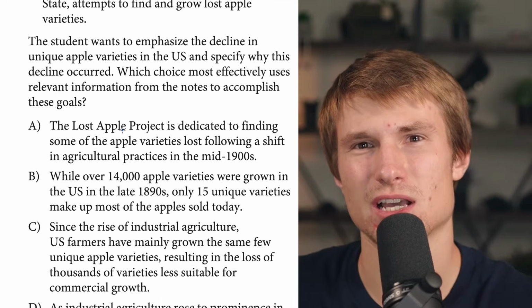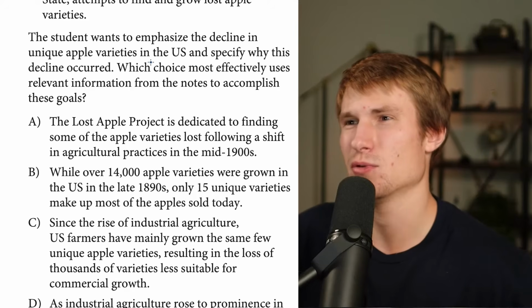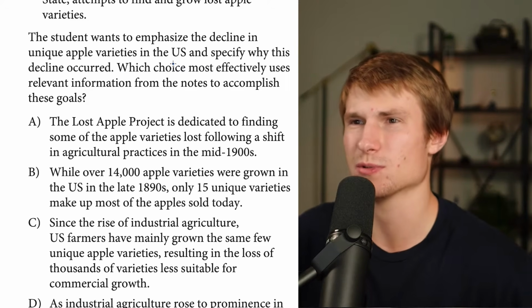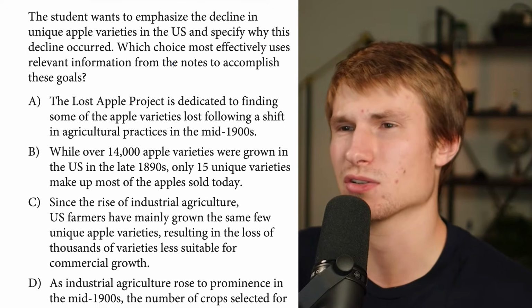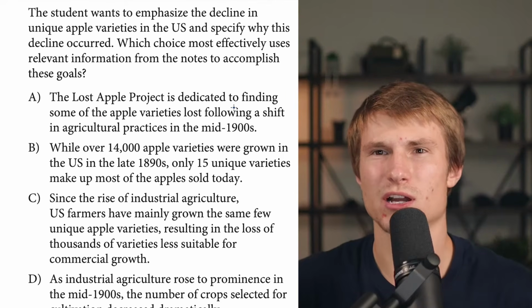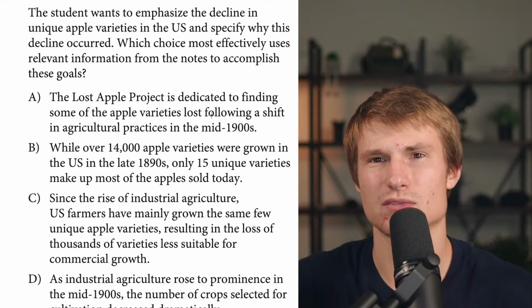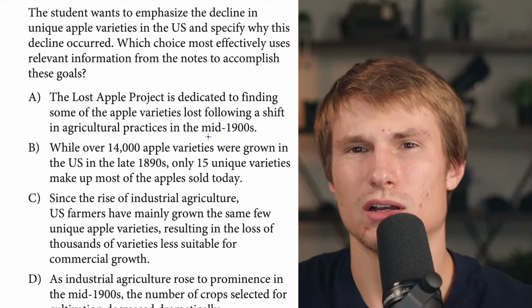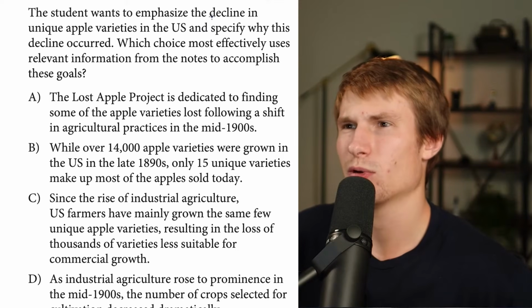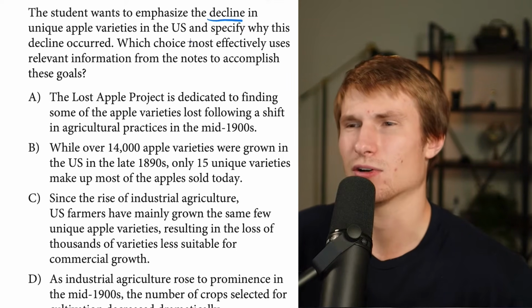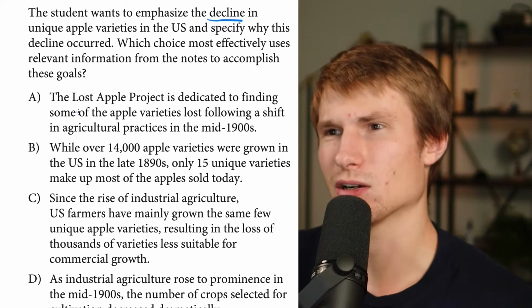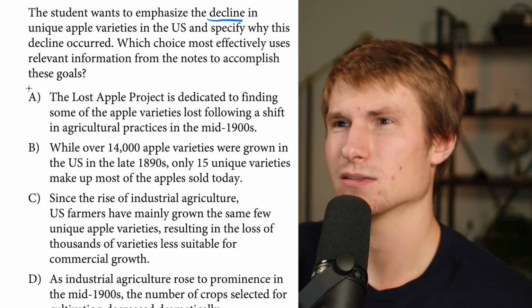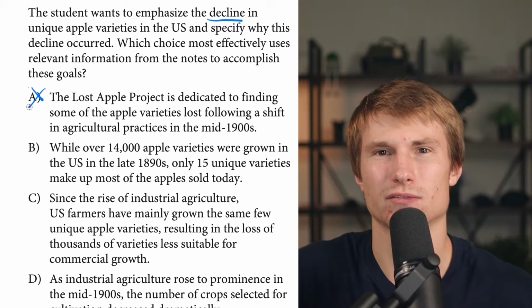The student wants to emphasize the decline in unique apple varieties in the U.S. and specify why this decline occurred. Which choice most effectively uses relevant information from the notes to accomplish this goal? Option A, Lost Apple Project is dedicated to finding some of the apple varieties lost following a shift in agricultural practices in the mid-1900s. Well, we want to emphasize the decline in the varieties in the U.S. and then specify why it occurred. A doesn't really emphasize the decline in varieties, so we can get rid of A.